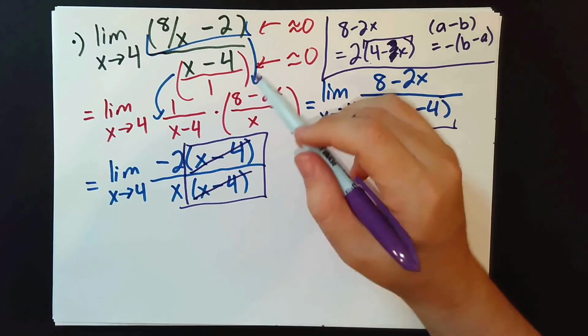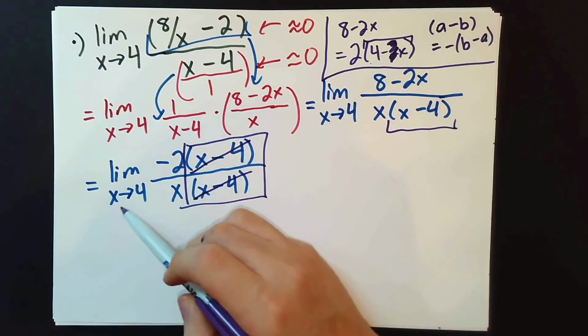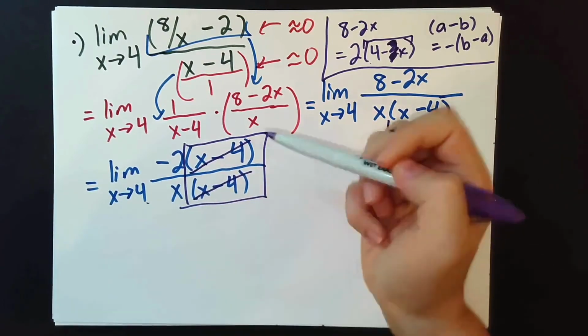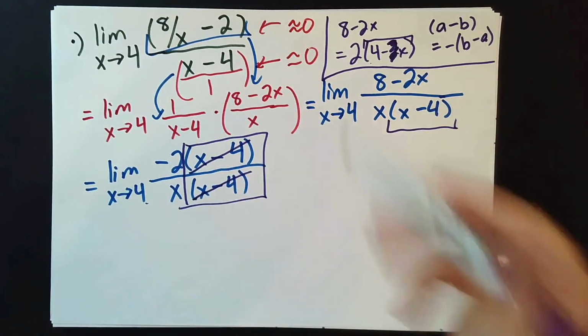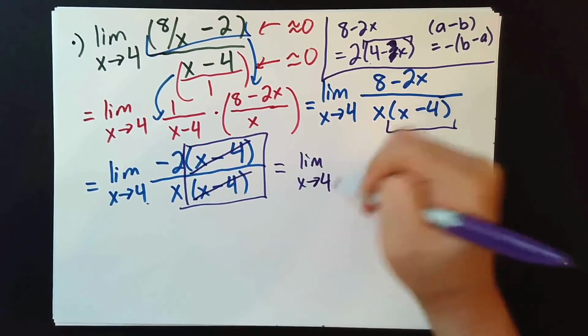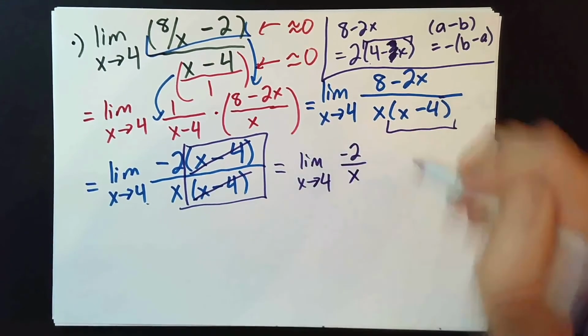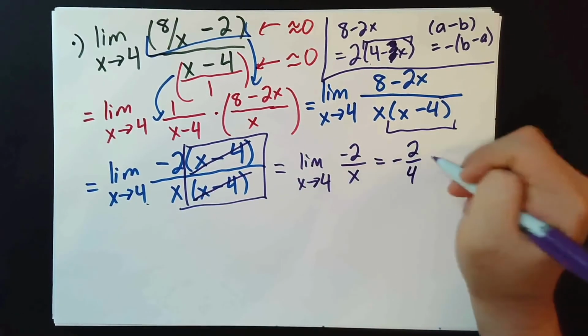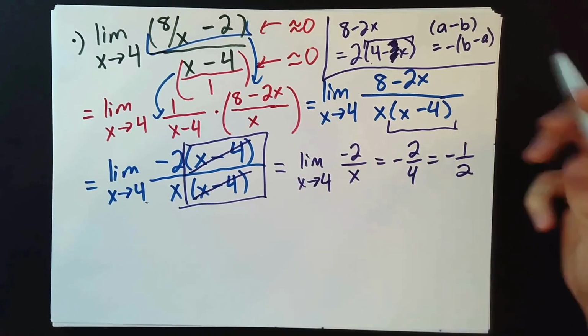And notice, I know this is good because the x minus 4 is what's making the numerator 0 when x is 4, and ditto the denominator. And so what I'm left with is just the limit as x goes to 4 of minus 2 over x. And that'll be minus 2/4, which is minus 1/2. That'll be our answer.